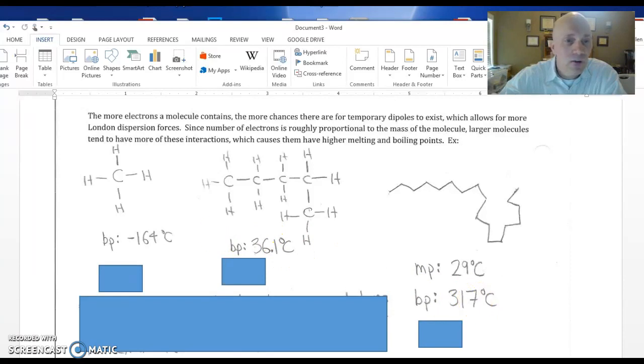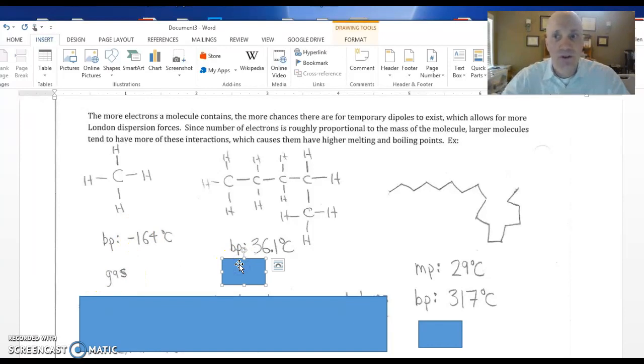All right, and what this points out is that when you have a larger molecule, there are more electrons in the molecule. That means there are going to be more opportunities for these London dispersion forces to exist. So how would this affect it? If we've got a very small molecule, you have relatively little London dispersion forces going on. So that would cause a lower boiling point, which means at room temperature, this would be a gas.